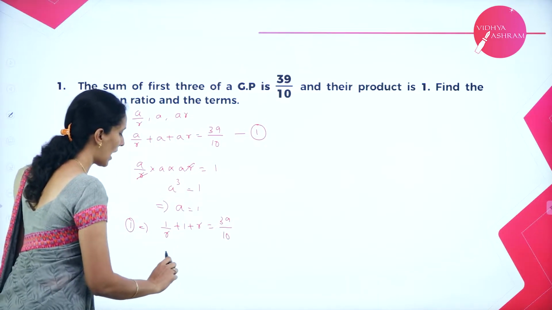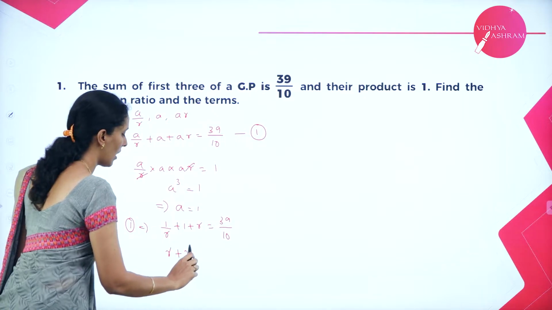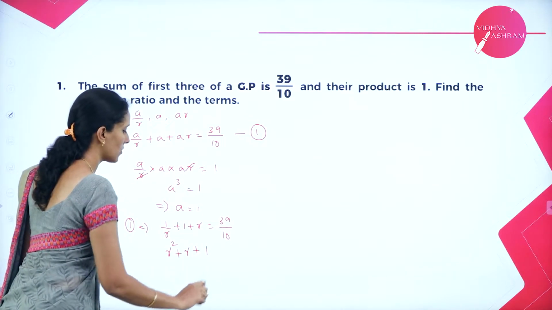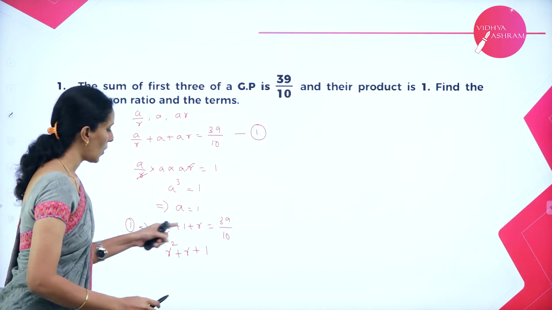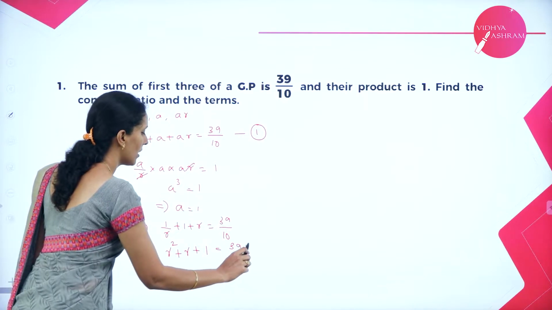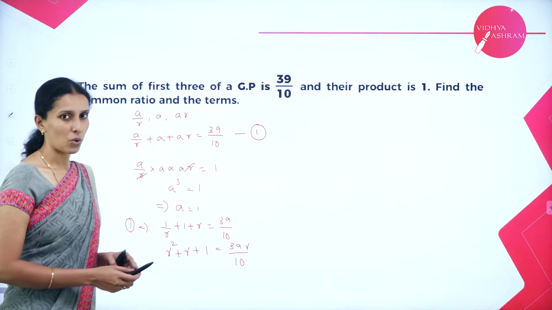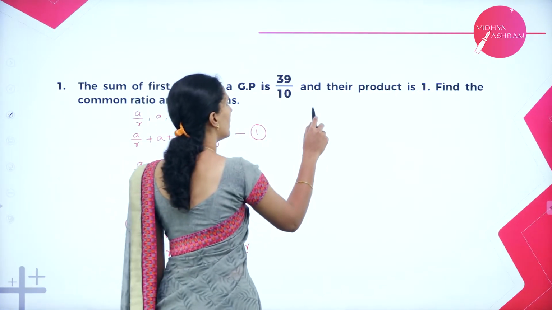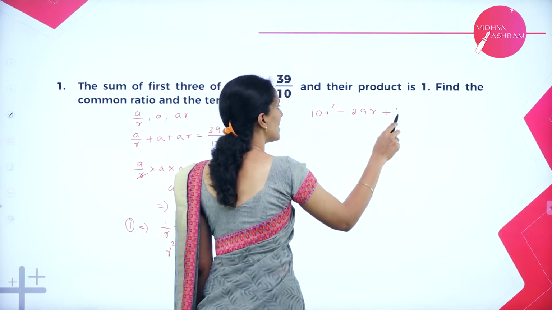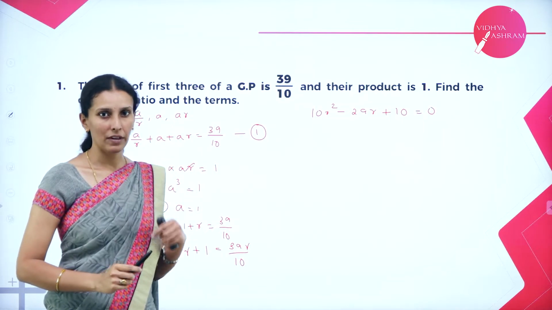So multiplying with R, I'll get this as R plus R square plus 1. So I have rearranged it. So R square plus R plus 1 is equal to 39 R divided by 10. So on solving this, we will get the quadratic equation, that is 10R square minus 29R plus 10 is equal to 0. So this is the quadratic equation we will get here.